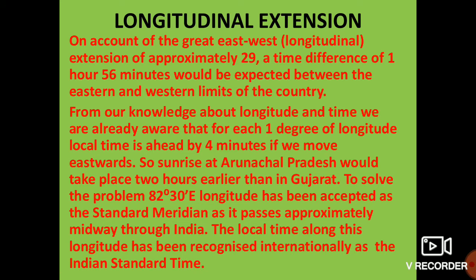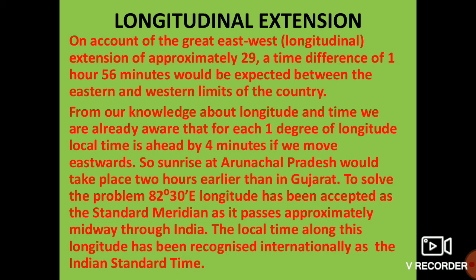If I talk about the great east-west longitude, 29 degrees, the time difference is 1 hour 56 minutes between the eastern and western limit. Because we know that for each 1 degree of longitude, local time is ahead by 4 minutes. If I talk about the east side, each 1 degree of longitude means local time is ahead by 4 minutes. 1 degree is equal to 4 minutes if we move eastwards.